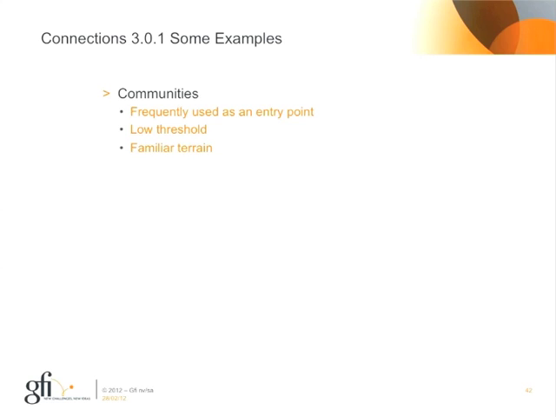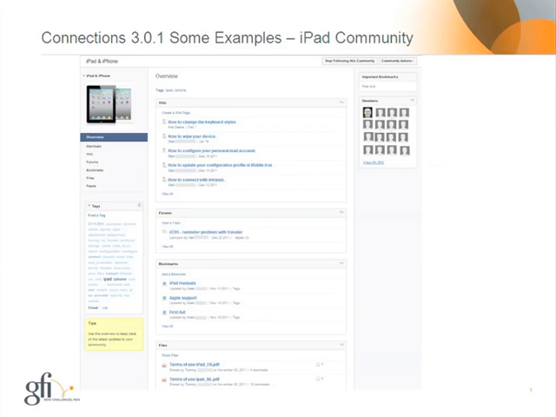So, as promised, some examples. I just took two communities inside Connections. Now, communities are areas inside the tool where people can work on content or on knowledge. And basically, the goal is to set up a community where there is some form of shared knowledge. And this is one particular example where we set up an iPad community. On the left side of the screen, we have a small logo and a number of components that are included in the community.